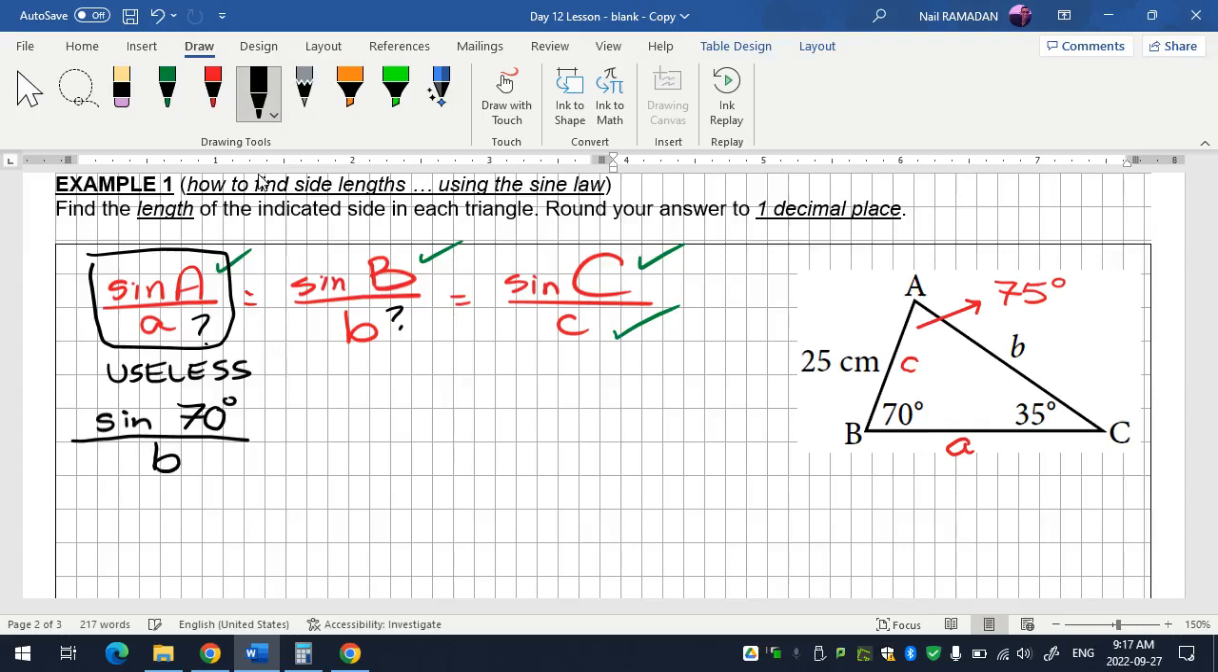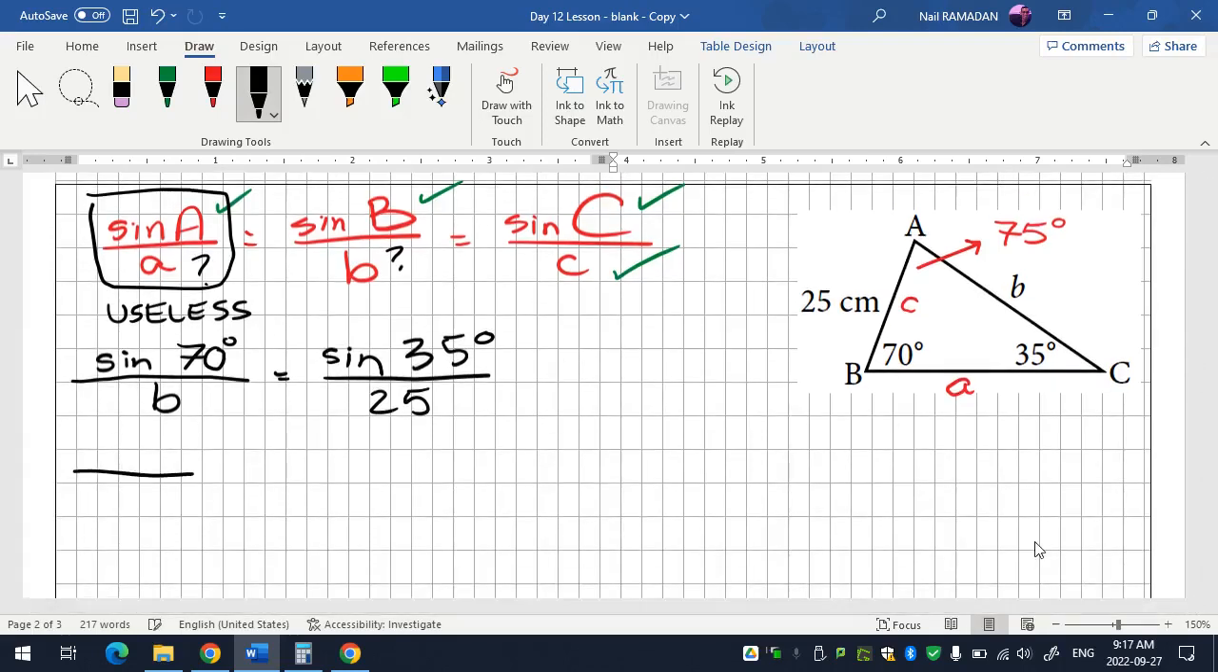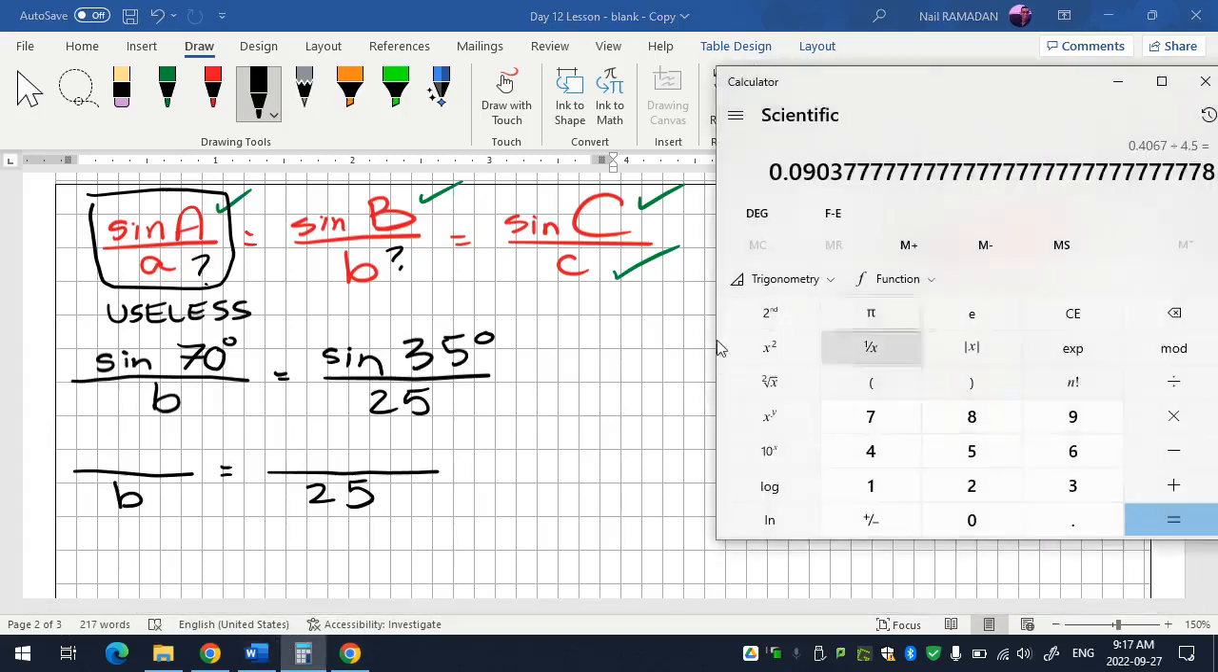So B equals sine of C, which is 35 degrees, over 25. All right, we're building up. Nice. Okay, fraction over a fraction. B is here, 25 is here. Okay, I need those two numbers to 4 digits. Let's find it.